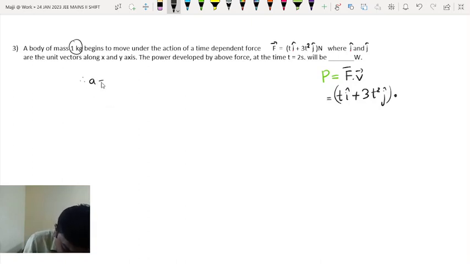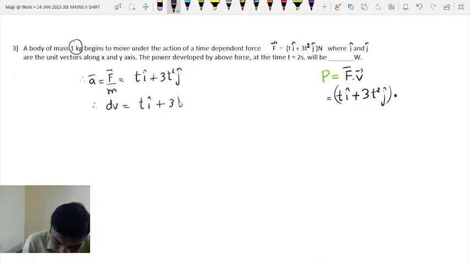So acceleration will be equal to force by mass, which is same as this, t i cap plus 3t square j cap, because mass is anyway 1. So I'll write this as dv by dt is this, so dv is this. Now integrate both sides.